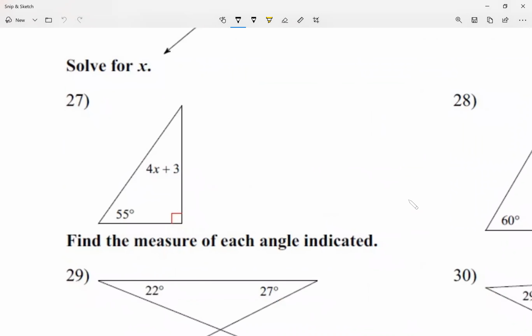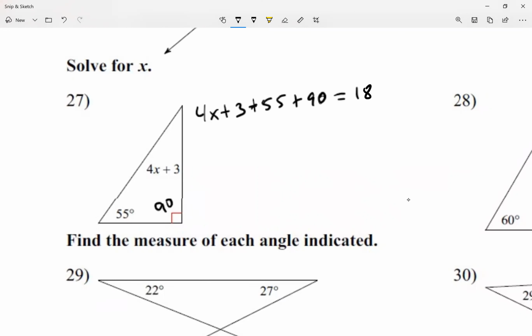I have the three angles of a triangle. One of them is 55, the other one is 4x plus 3, and this third one, this red box, is 90. So I have all three angles. And I learned that when you add the three angles of a triangle, so let me add everything, 4x plus 3 plus 55 plus 90. When I add the three angles of a triangle, it will always add up to 180.